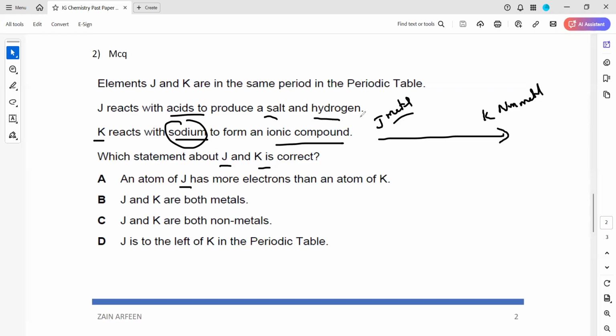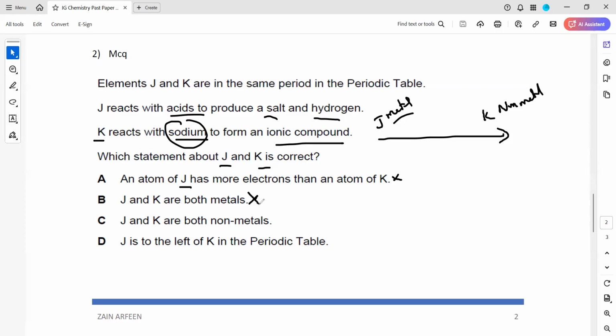An atom of J has more electrons than an atom of K. Is it right? No. K should have more electrons because K is on the right-hand side. As we move towards the right across the period, the number of electrons and protons both increase. J and K are both metals.